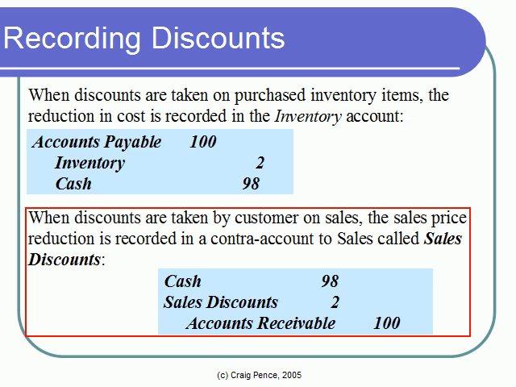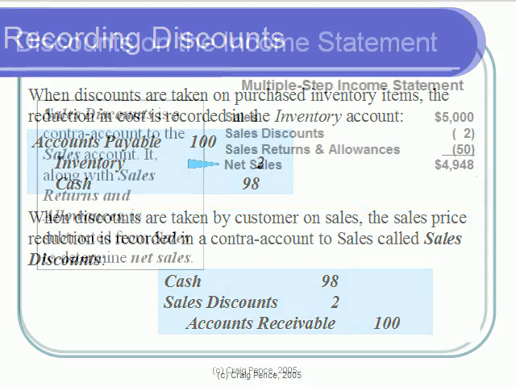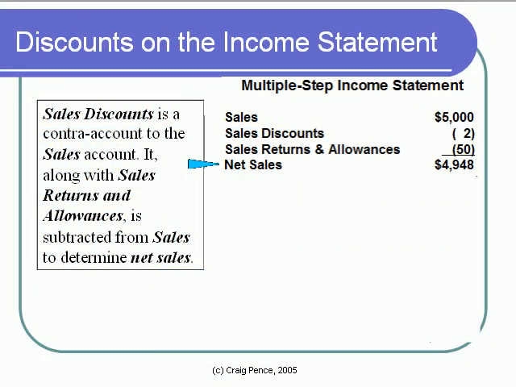Let's take a look at the income statement and see how these discounts, along with the returns and the allowances, are reported. We see here that the balance in sales is being reduced by the sales discounts that were taken, as well as the sales returns and allowances.